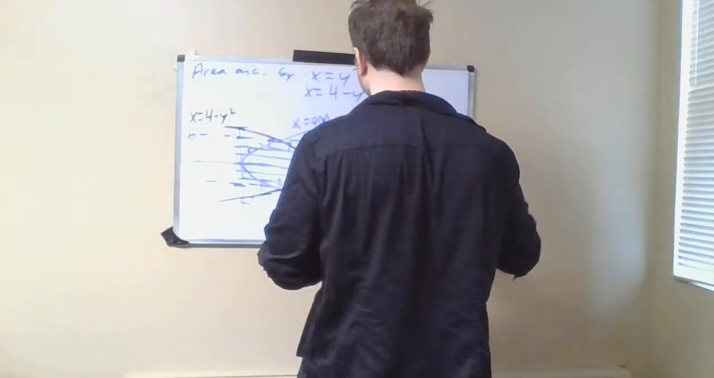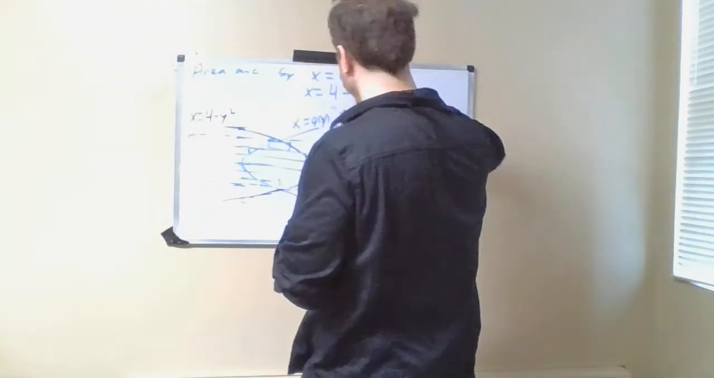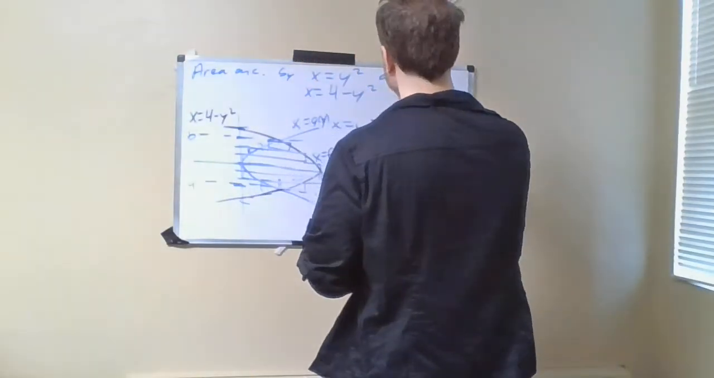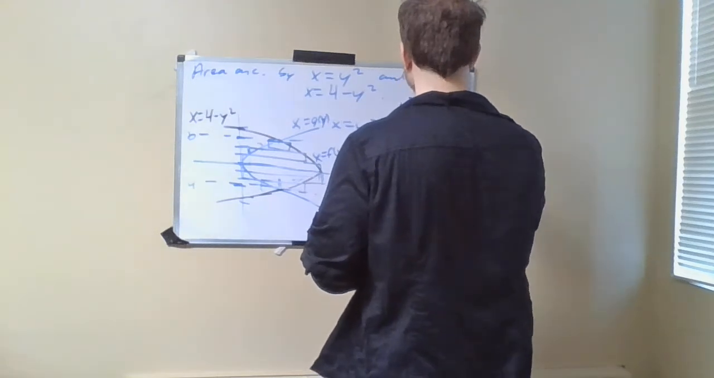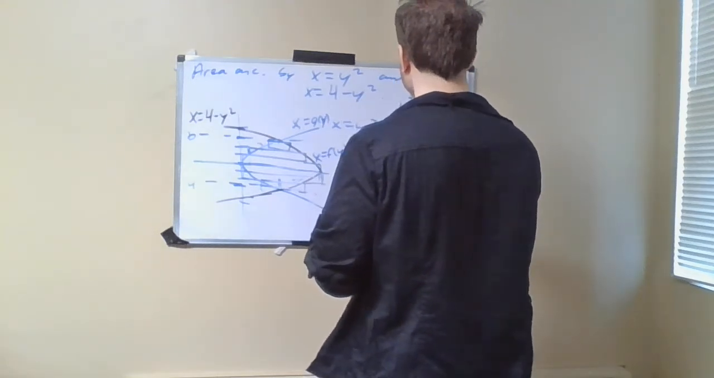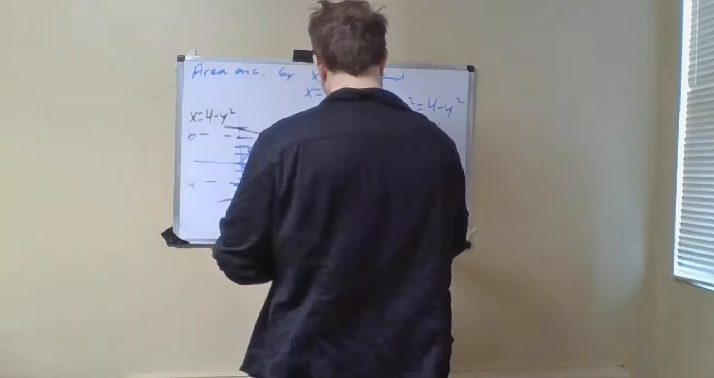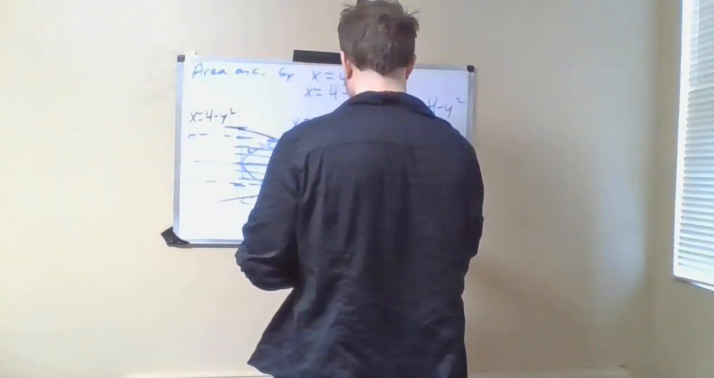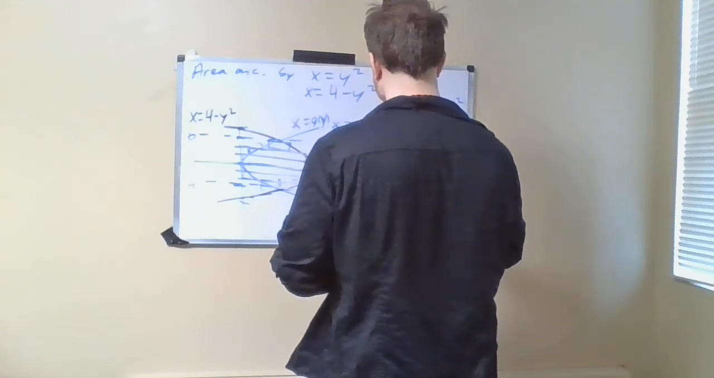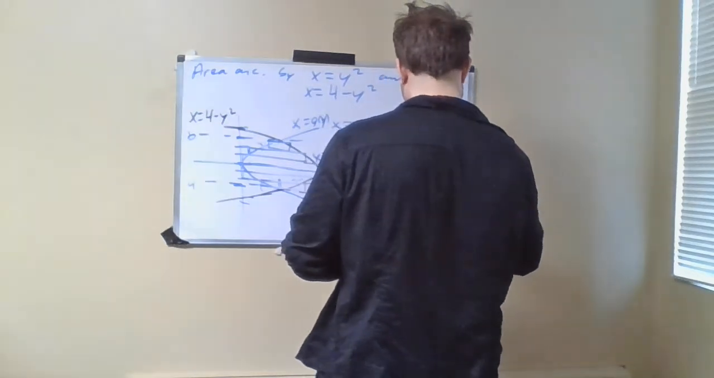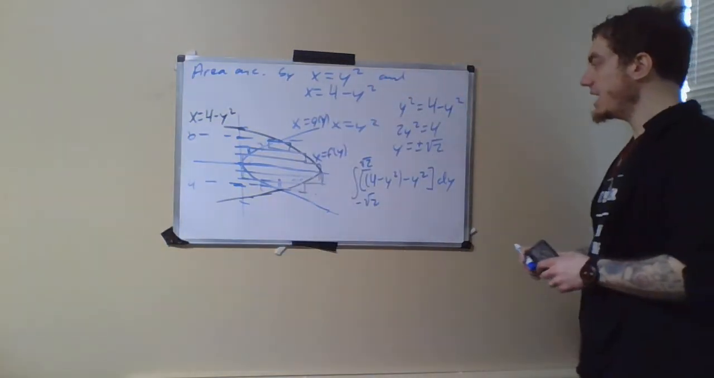In this case, then, what am I doing here? Well, let's get a little bit of space here, and let's see where these things intersect. If I want y squared equals 4 minus y squared, this means 2y squared equals 4. That is y equals plus or minus square root 2. So I'm going to be doing the integral from minus square root 2 to positive square root 2 of 4 minus y squared minus y squared dy. And there's my integral.